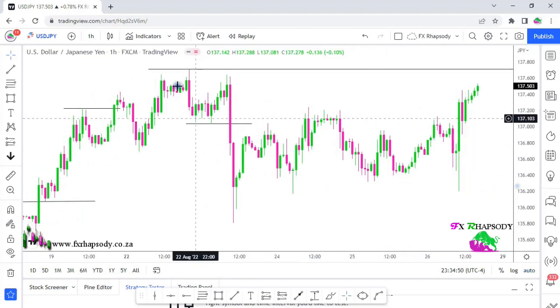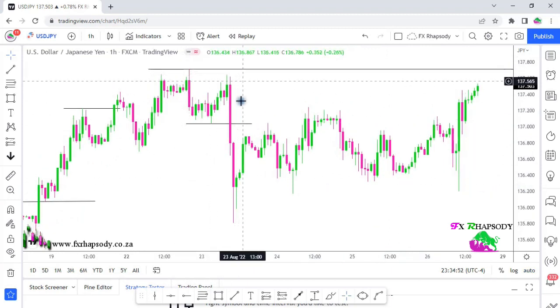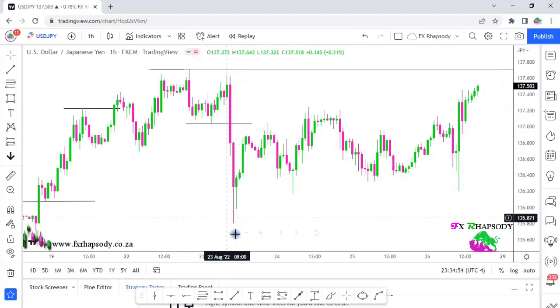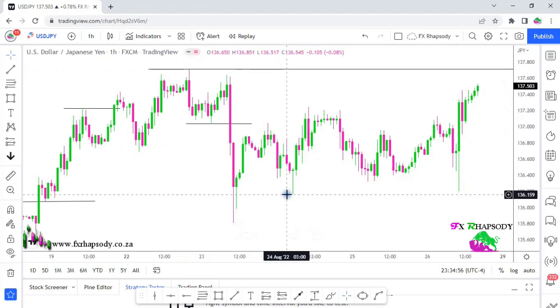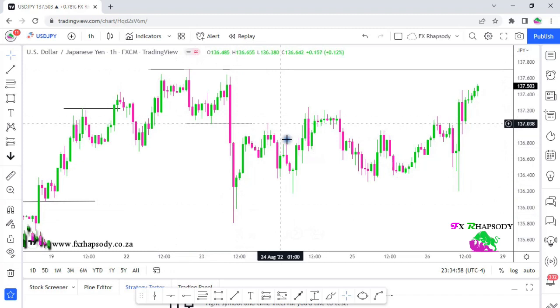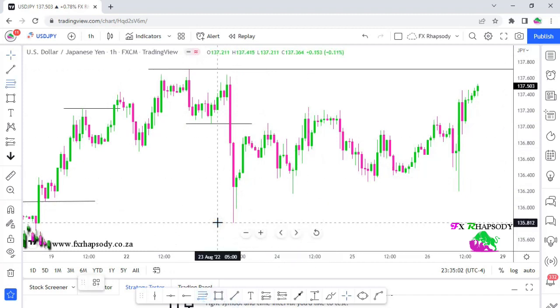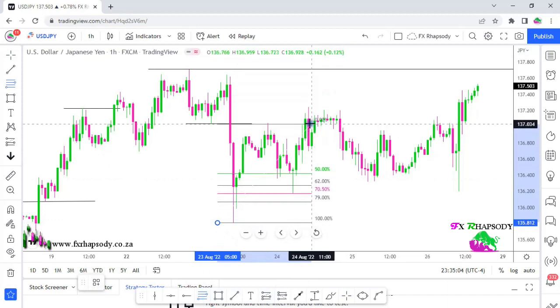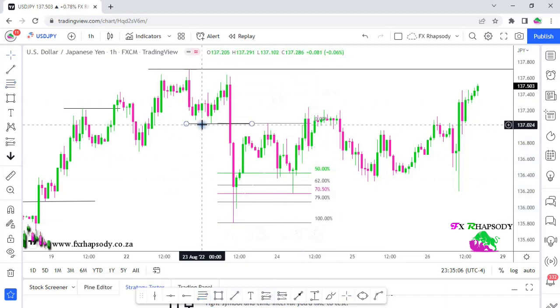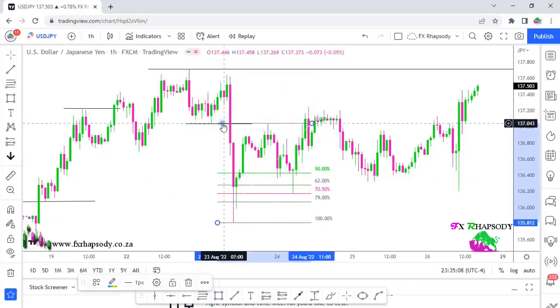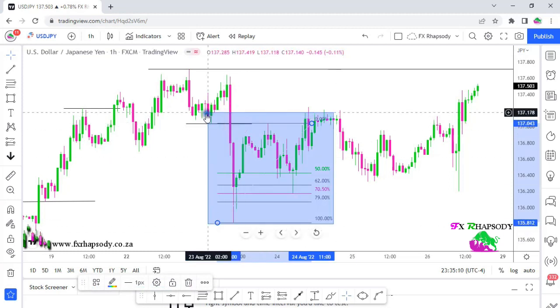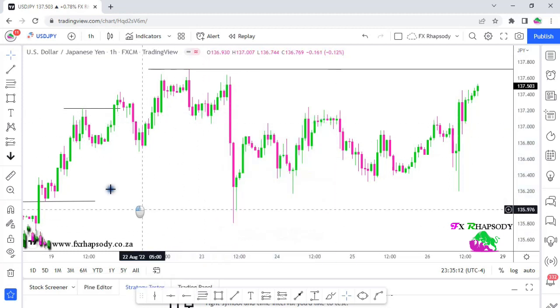As price went from a high to a low, it broke that area and then it came up and made a retest. So on this break, move and retest, you can take your Fibonacci from this low to that high. Just going to take out all these little lines.